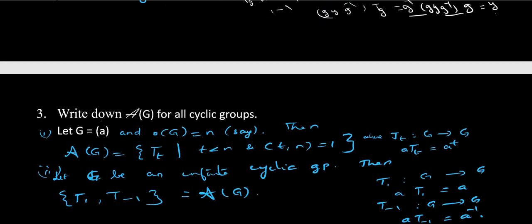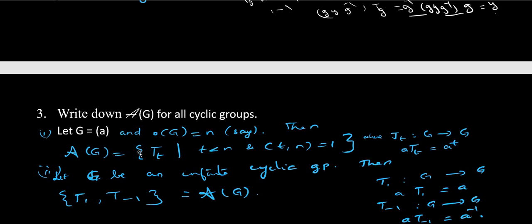Now the next one is to write script A of G for all cyclic groups. We'll consider G to be a finite cyclic group first. G is generated by a and order of G is n, say. Then script A of G is given by, it's a result, it's only the statement of the result that we are giving.